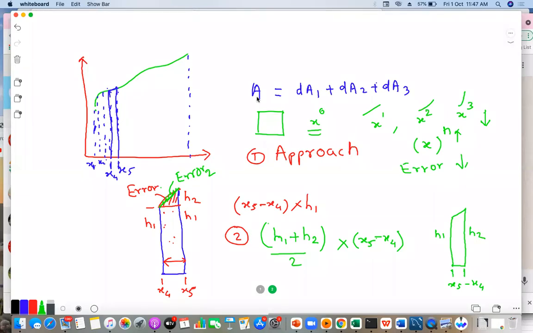Now, the second way to reduce the error is that I can decrease this width as well. If I reduce this width to a very small width instead of this larger width, this error will be reduced again. So the first thing is the shape function.